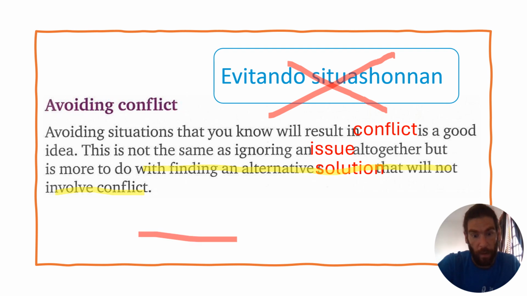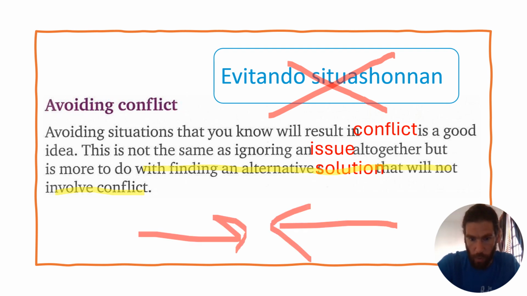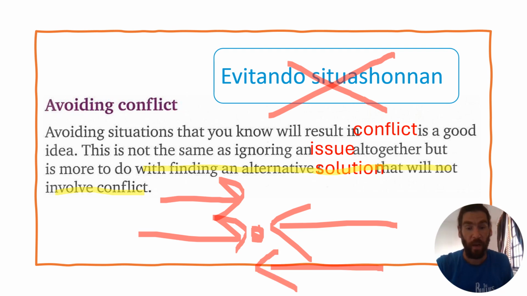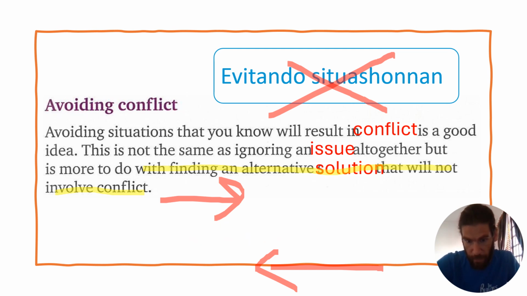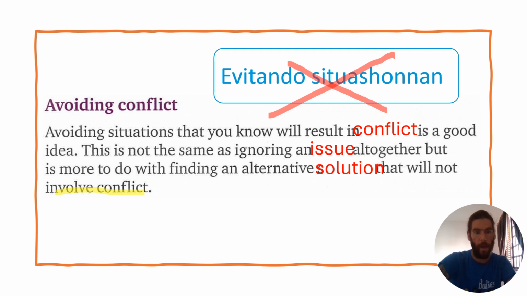So imagine a situation on a road that you collide towards each other. You can do this, and you collide, but you can also search for a solution that you go to the sides and you do not bump into each other. And in this manner, you can both live your way and proceed, and you do not have a conflict. You search for an alternative solution instead of bumping into each other, instead of having a conflict together. Yeah? So this is more to do with finding an alternative solution that will not involve conflict.